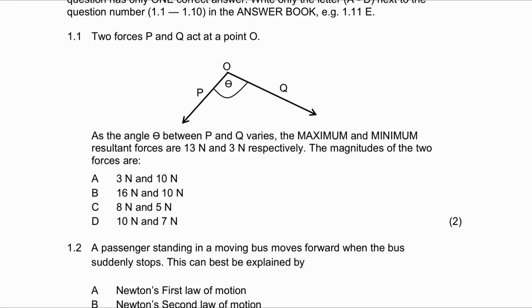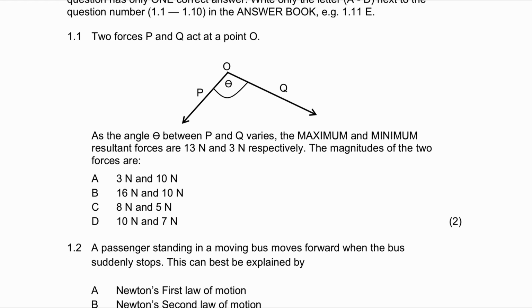Today we're going to take a look at the grade 11, paper 1 for 2025. Question 1.1. Two forces P and Q act at a point O. As the angle theta between P and Q varies, the maximum and minimum resultant forces are 13 and 3 respectively. The magnitude of the two forces are.